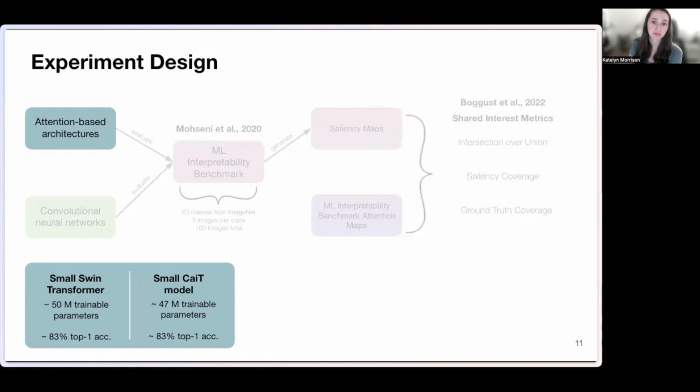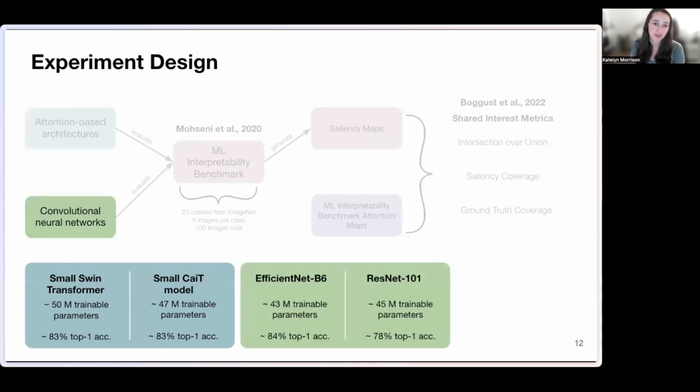The specific attention-based architectures we chose to use include the Swin Transformer small from Microsoft and the small class attention in image transformers model from Meta. These 2 models have approximately the same number of trainable parameters and approximately the same top 1 accuracy. For the convolutional neural networks, we chose to use an EfficientNet B6 and a ResNet 101 because they are similar in terms of the number of trainable parameters to the attention-based architectures that we use. Although they do have slightly fewer trainable parameters, we still consider this to be reasonable for comparison.